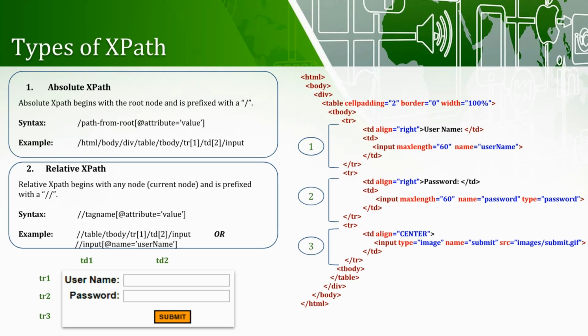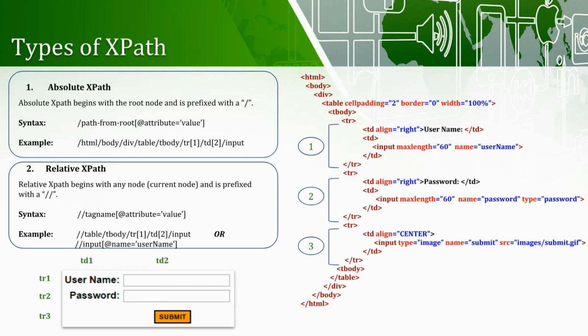Now, any node can act as a reference node. So, for this, I am using table as my reference node. /table/tbody/tr[1]/td[2]/input. Similar to the absolute, just that my reference node is table.